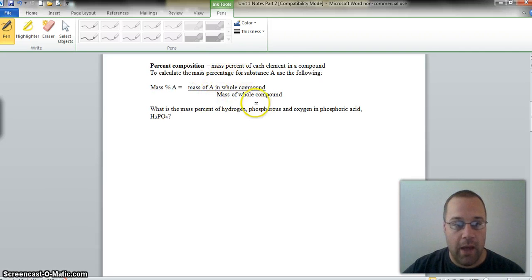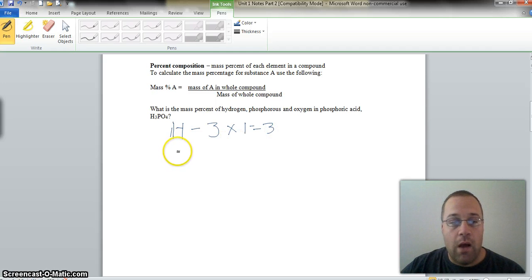There are 3 hydrogens. Each of them, when you go to the periodic table, has a mass of 1. So 3 times 1 is 3. For phosphorus, there is 1 in H3PO4 times, we're going to go look, it's 30.97 when you look it up on the periodic table. I'm just going to call it 31 for ease of doing the math. 1 times 31 is just 31.